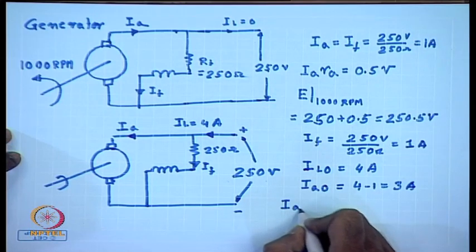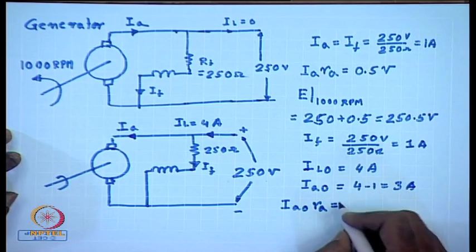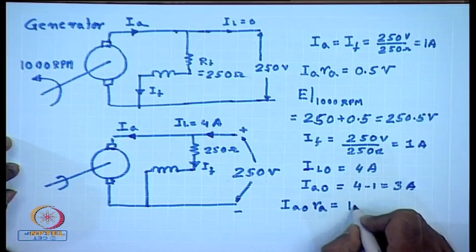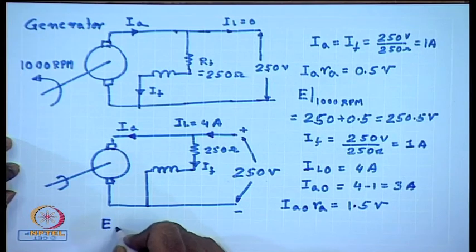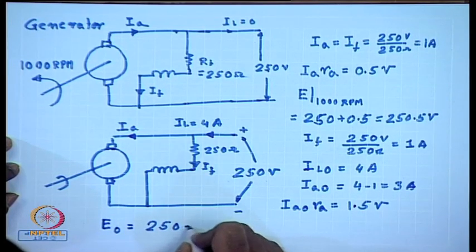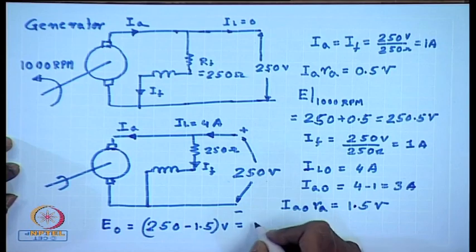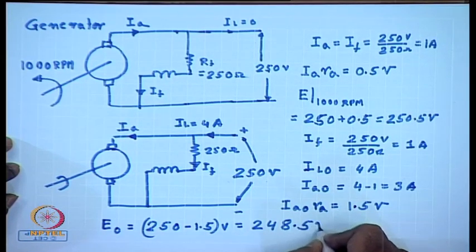Ia0 Ra equal to 1.5 volts. So, E0 equal to 250 minus 1.5 volt, equal to 248.5 volts.